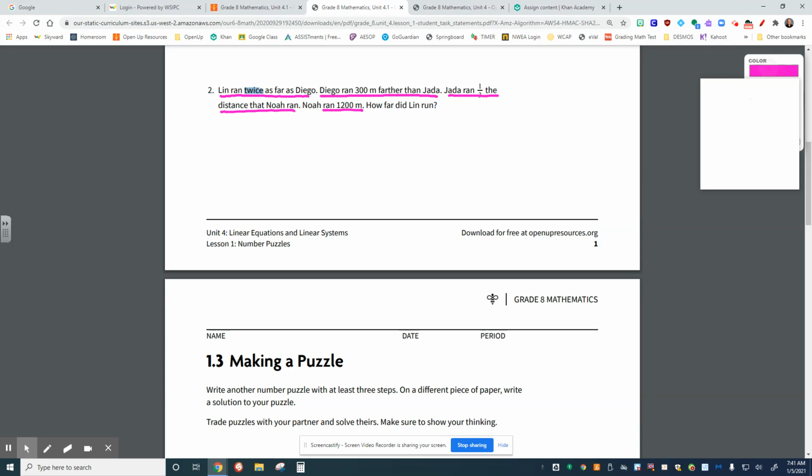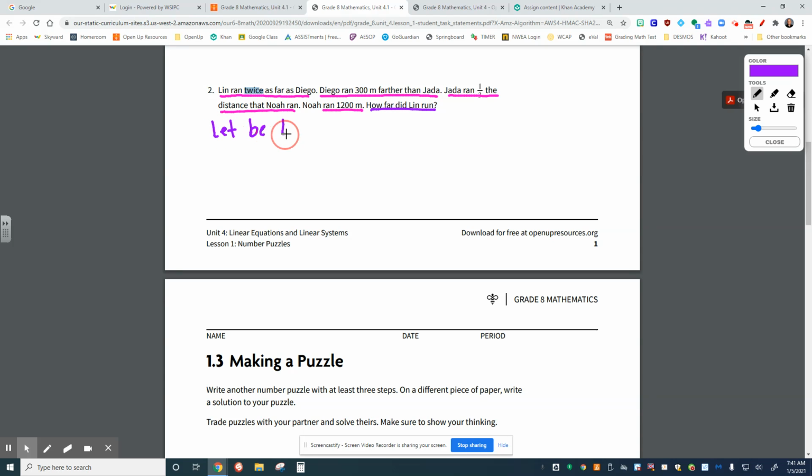Well, we might be saying, what are we supposed to figure out? If we're supposed to figure out how far Lynn ran, then that's going to be our variable. So we can say let x be Lynn's distance. And now we can work with this. Anywhere we see how far Lynn ran, we can make that into x. Oh, whoops, I didn't even put anything in there. Let x be Lynn's distance. I don't like that. We need to be able to see it.